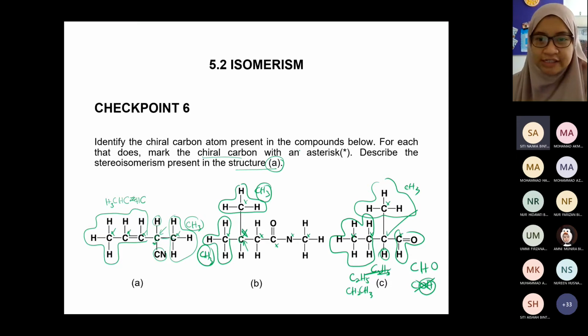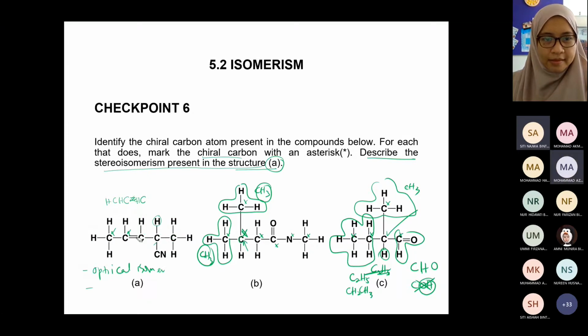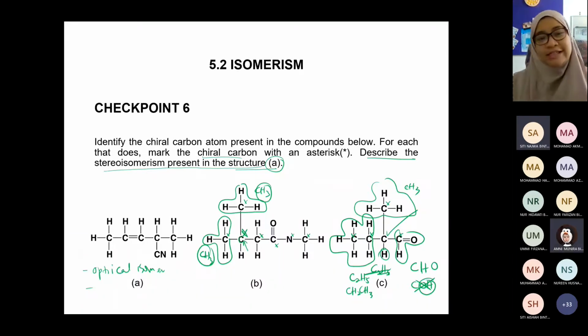Okay, all right. So last question: describe the stereoisomerism present in the structure A. So we know that in A we have optical confirmed because of the presence of chiral carbon just now. Now we have to check for geometrical. Do we have geometrical isomerism for this one? You guys rasa ada tak geometrical for this isomer for A, guys? Ada ke tak ada? Ada, madam. Nampak tak? Yang lain nampak tak? Dia ada geometrical isomerism. Dia ada cis dengan trans. Nampak. Ya. Okay, dalam satu molekul ada dua types of isomerism.